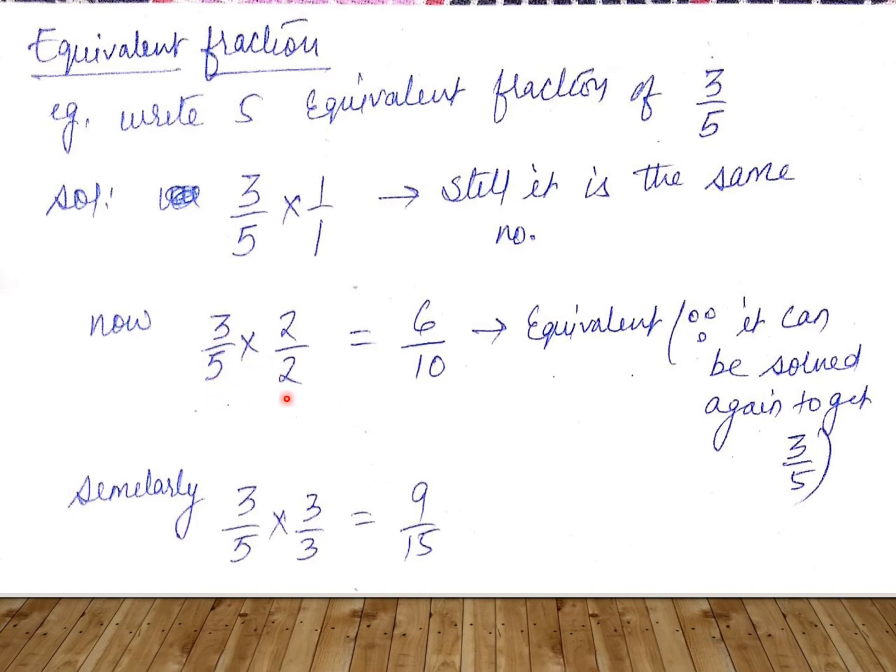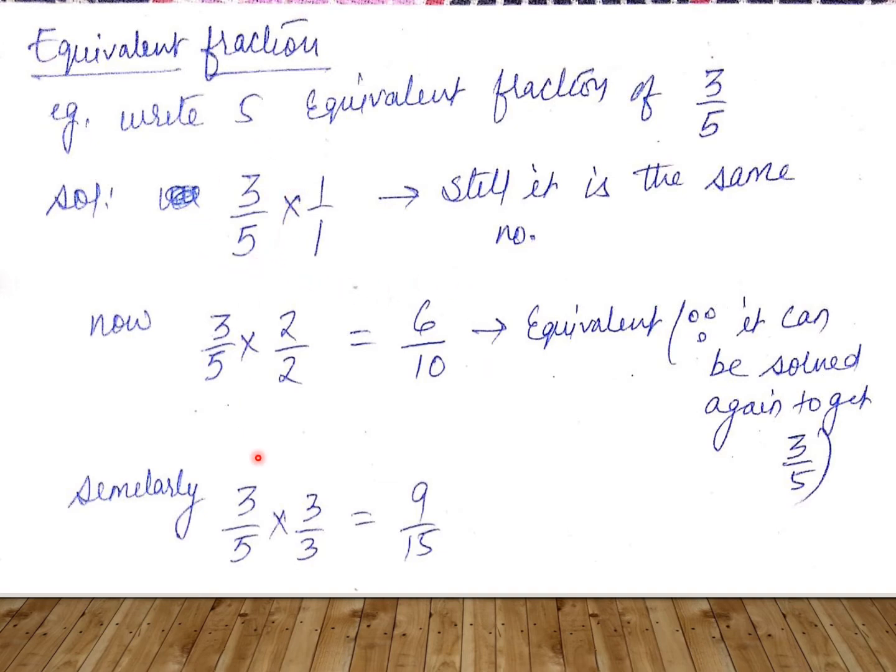So I am using the same number but increasing it. So it becomes 3 twos are 6, 5 twos are 10. This 6 by 10, although it looks different, is actually equal to this only. That is, 3 by 5 and 6 by 10 are actually equivalent fractions. Why? Because if you cut it by 2, you can check 2 3s are 6 and 2 5s are 10. You will get 3 by 5 only. That is why this 6 by 10 is just a form of 3 by 5.